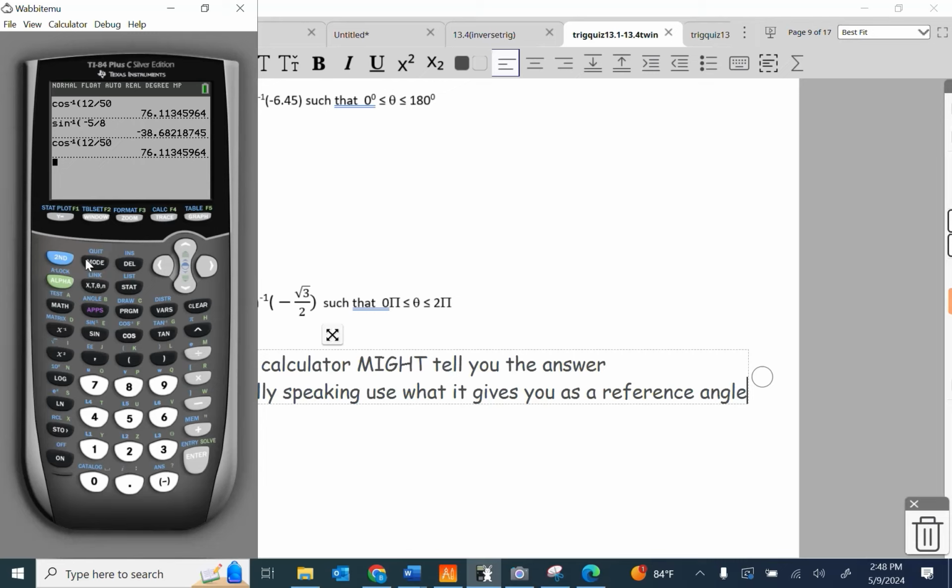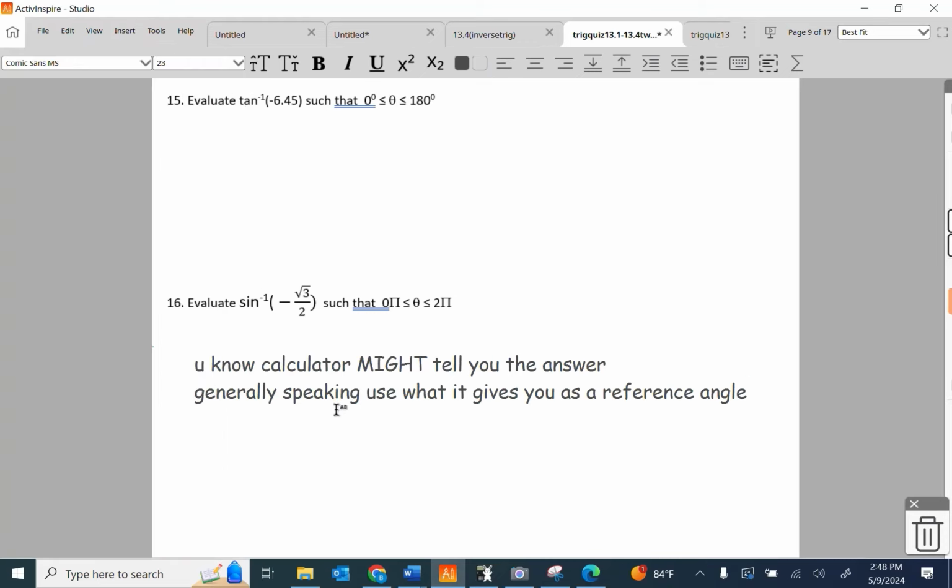So let's push buttons. We're doing the arc tangent of negative 6.45, such that the angle lies between 0 and 180. And it gave me about negative 81.19 degrees. So again, that's from the TI-84. About negative 81 point, I think I said 19 degrees. Yeah, 19 degrees.